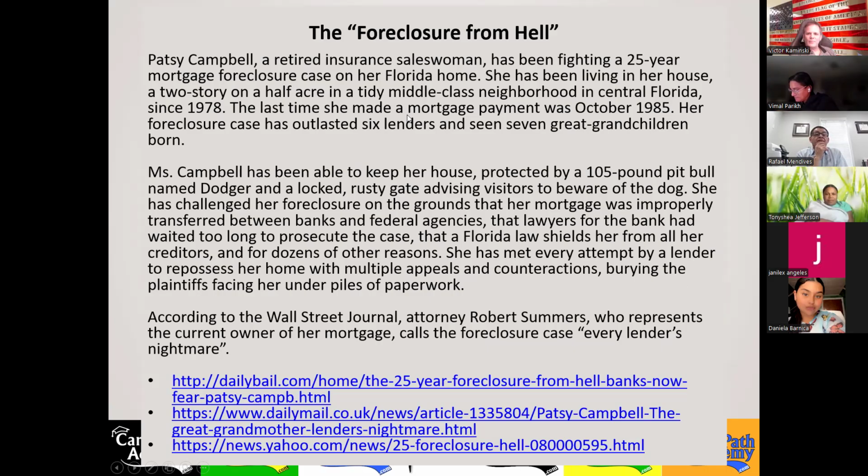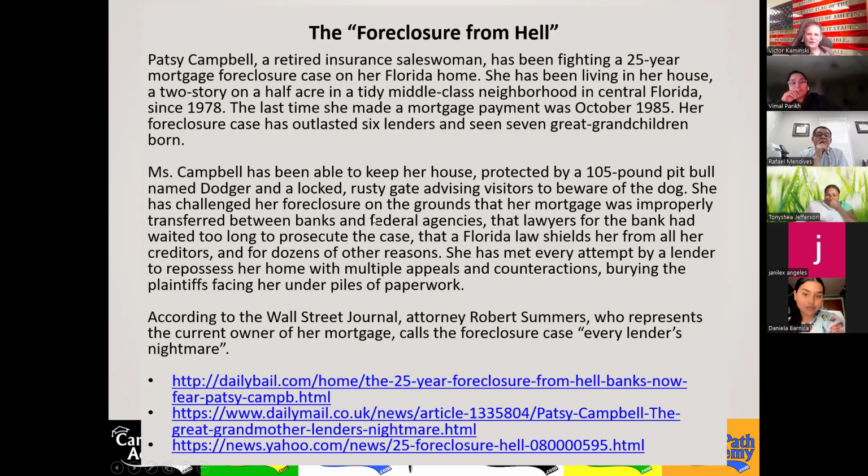The last time she made a mortgage payment was October 1985. Her foreclosure case outlasted 6 lenders and seen 7 great-grandchildren born. Wow. Miss Campbell's also been able to keep her house protected by a 105-pound pit bull named Dodger and a locked rusty gate advising the dog.